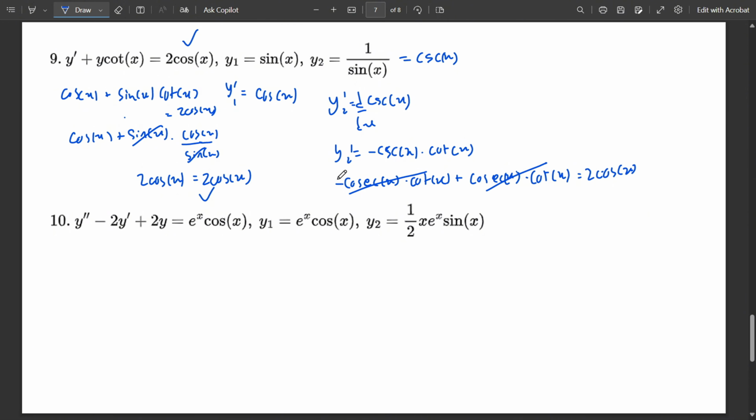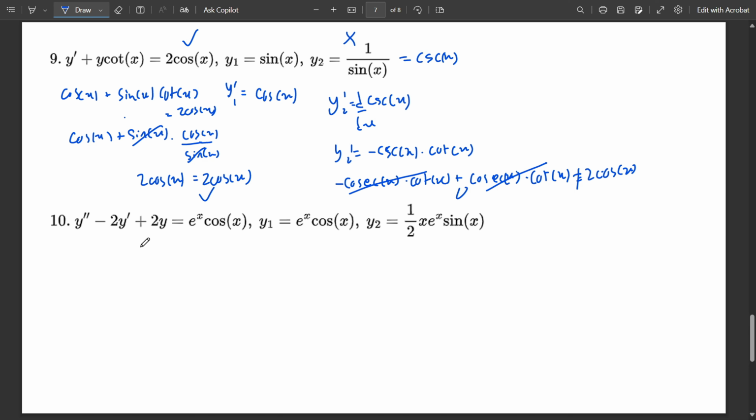And there's a negative here. This is positive, so this equals 0. So this does not equal 2 cosine of x. I mean cosine of x. That means this is not a solution to this differential equation.